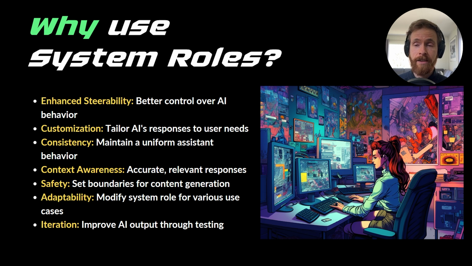Safety, that is something you can use system roles for. You can say don't answer in this style, don't answer if this question is asked, if these bad words are used. So you can try to adjust safety through system roles. And we have adaptability. You can modify the system role to various use cases, and iteration. I like to use iteration, so you can add more to the system role as you go. So that is something we can do too.